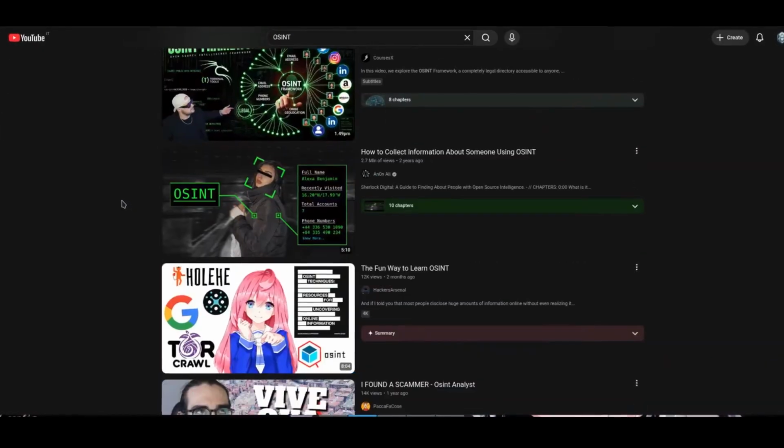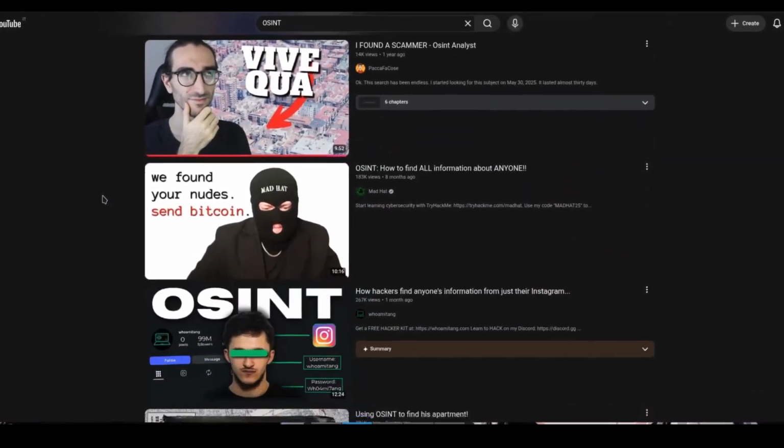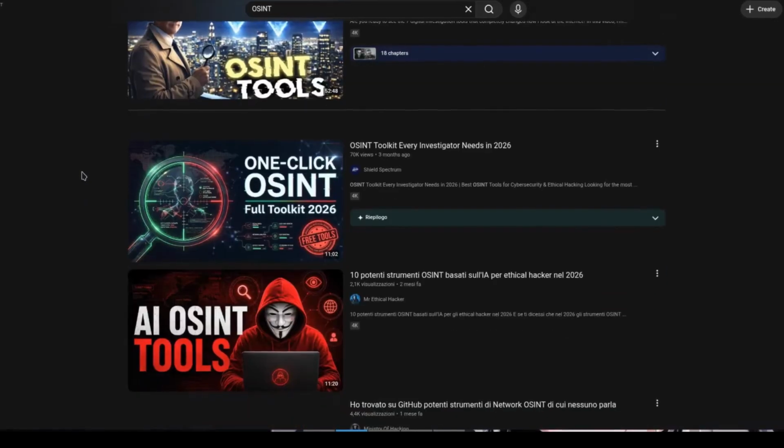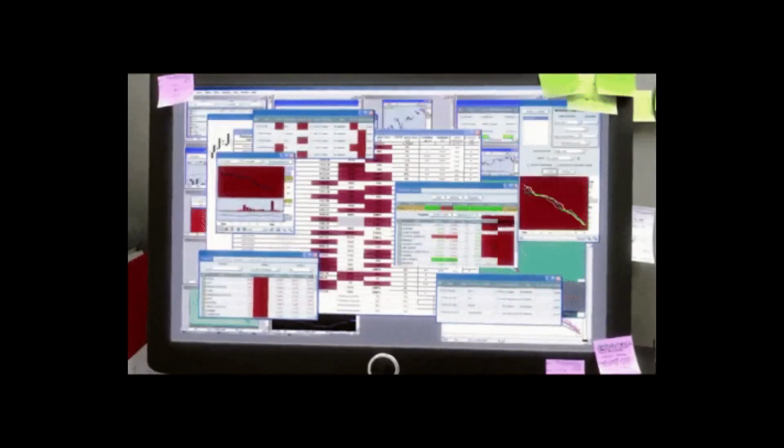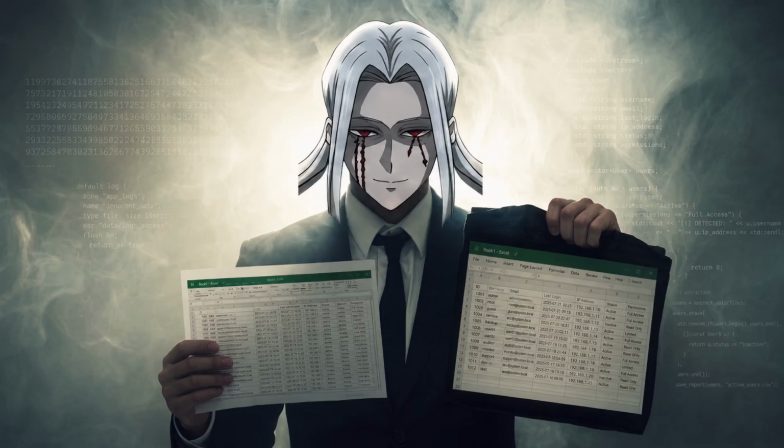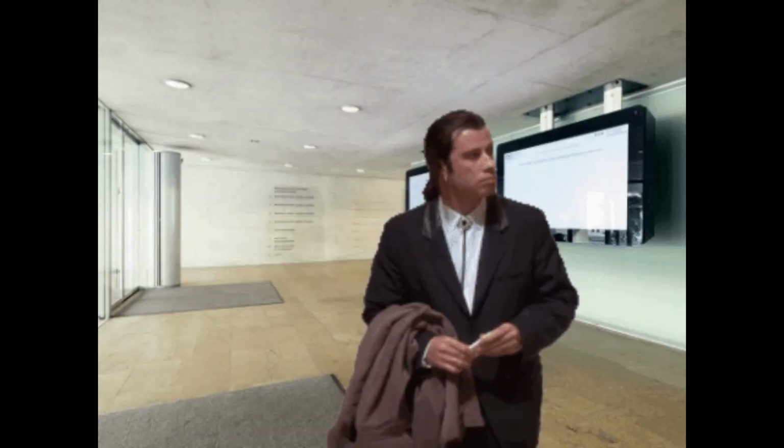Everyone is making OSINT videos right now. Find the email, find the phone number, find the dog's name, find where they went on vacation in 2019. Cool, you have a spreadsheet full of information. Now what? You're gonna print everything on a t-shirt? You're gonna make a paint with that? Nobody talks about that part.